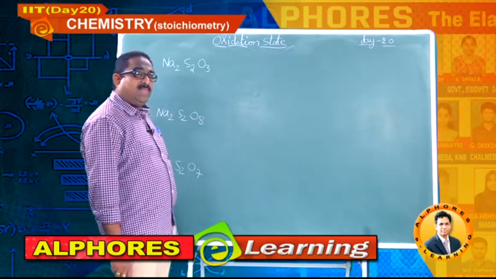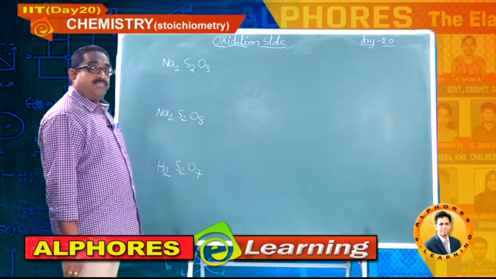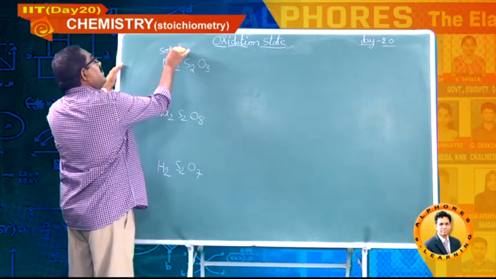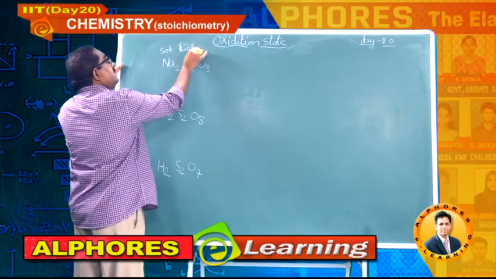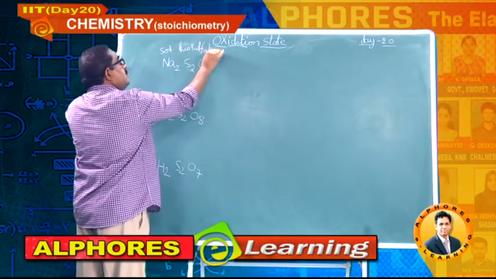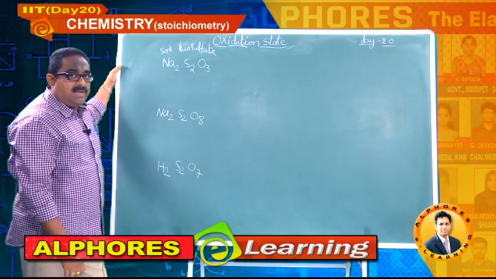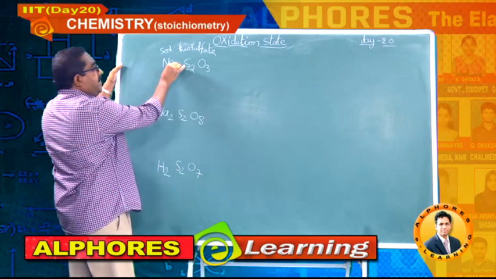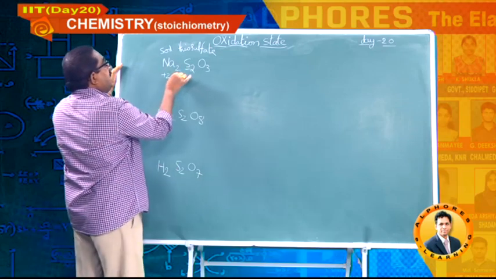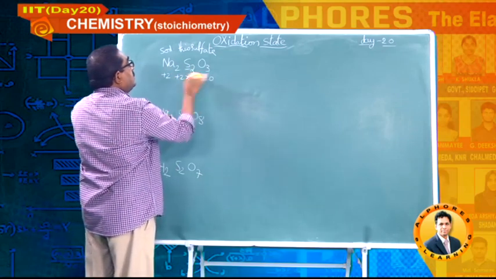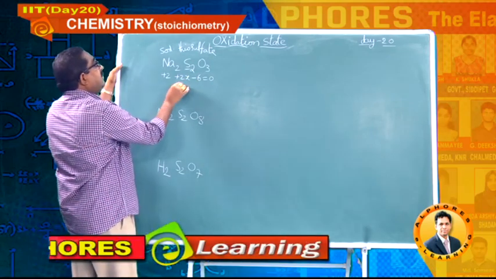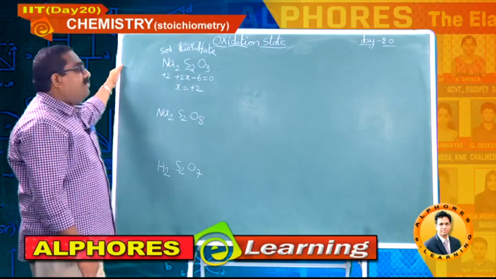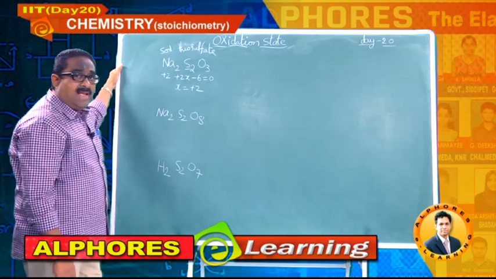Okay, students, let me go through these 3. This is sodium thiosulfate. Let me first calculate the average oxidation state for sulfur here. For sodium, an alkali metal, +2, plus 2x, minus 6 equals 0. So 2x equals +4, x equals +2. That is the average oxidation state of both the sulfurs in the compound sodium thiosulfate.